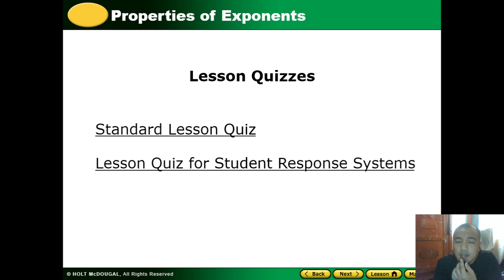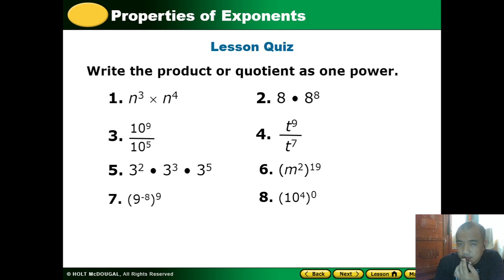Okay, lesson quizzes. Standard lesson quiz. Write the product or quotient as 1 power. Let's answer immediately, because they can be answered orally. For number 1, n to the 7th power. For number 2, 8 raised to the 9th power. You just add the exponents. For number 3, we just subtract the exponents. 10 to the 4th. Also in number 4, we subtract exponents. 10 squared. Number 5, we add the exponents. 5 plus 3 plus 2 is 10, so 3 to the 10th power.